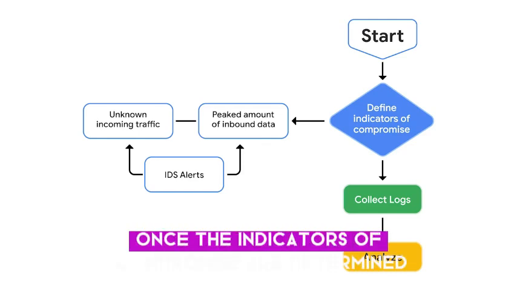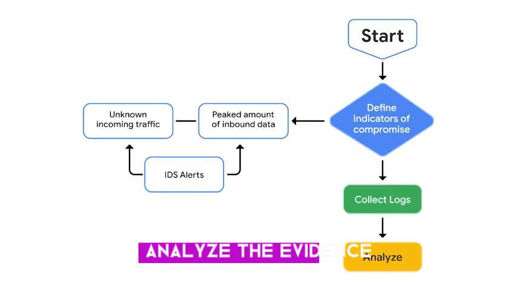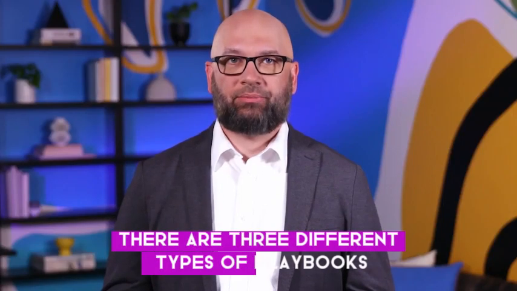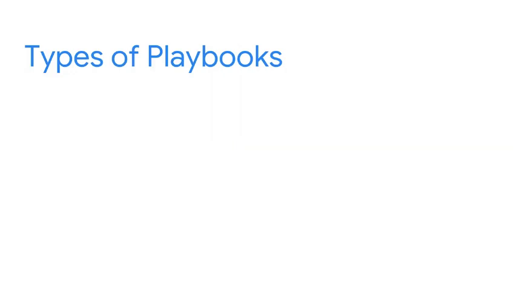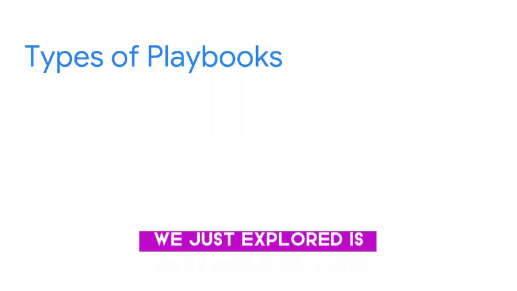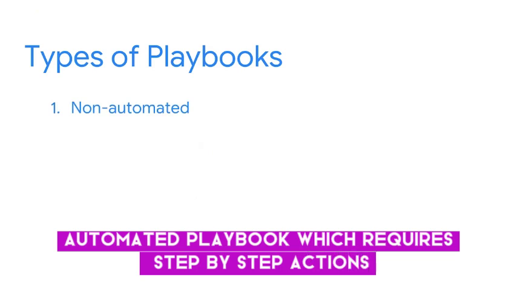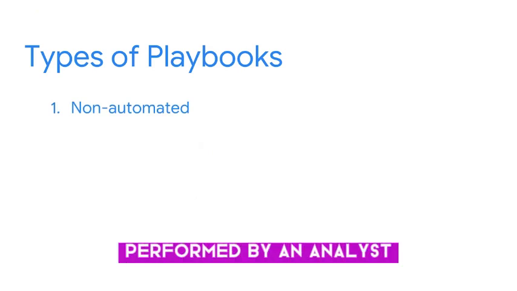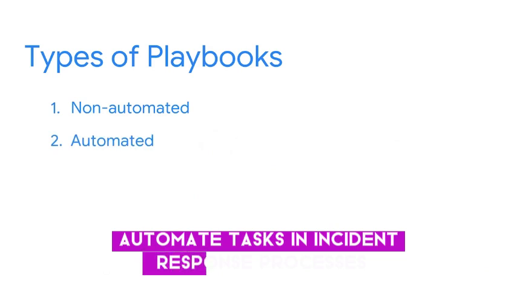Once the indicators of compromise are determined, the next step is to collect the logs and finally analyze the evidence. There are three different types of playbooks: non-automated, automated, or semi-automated. The DDoS playbook we just explored is an example of a non-automated playbook, which requires step-by-step actions performed by an analyst. Automated playbooks automate tasks in incident response processes.